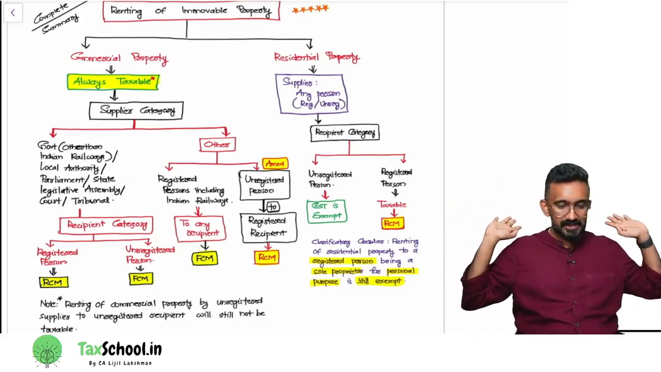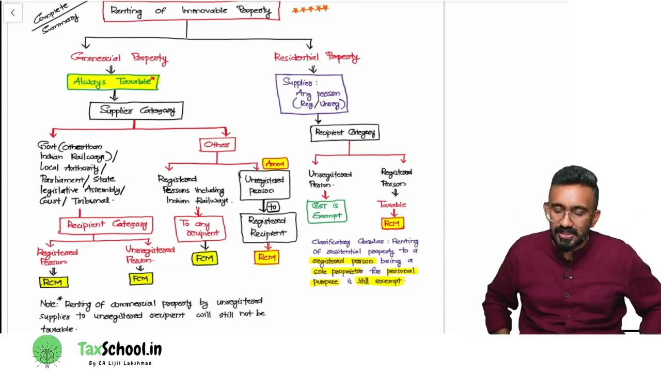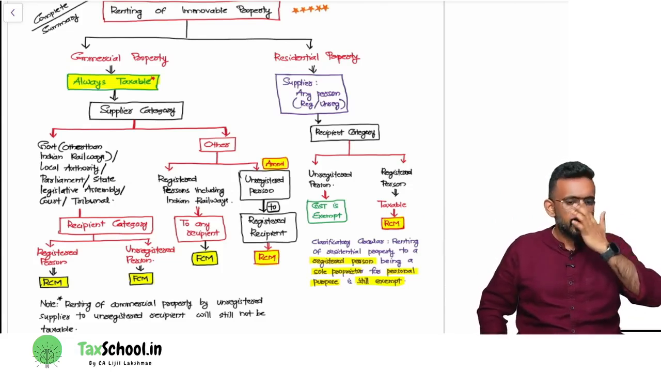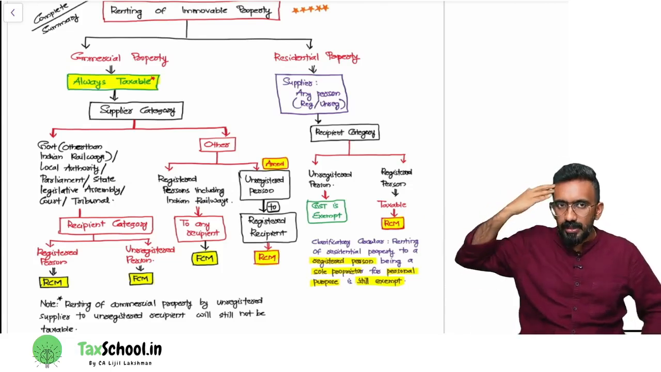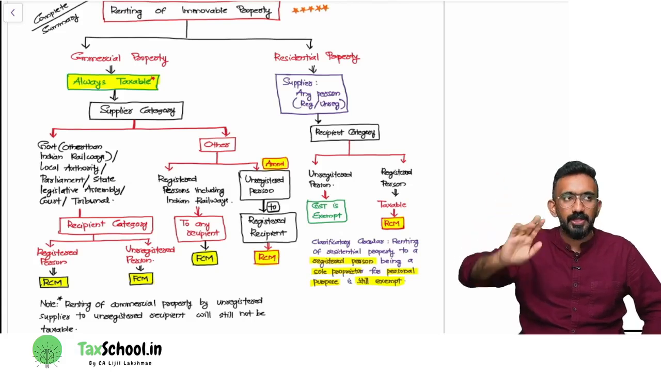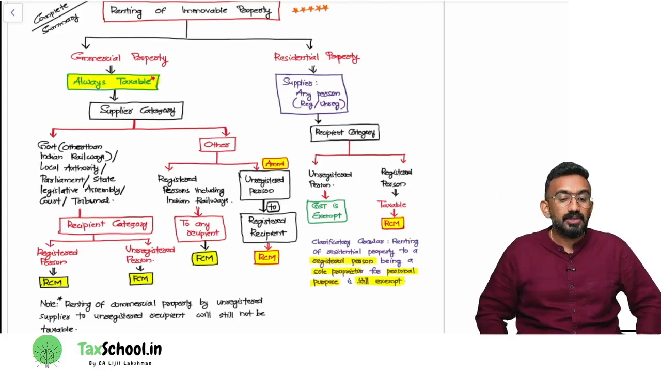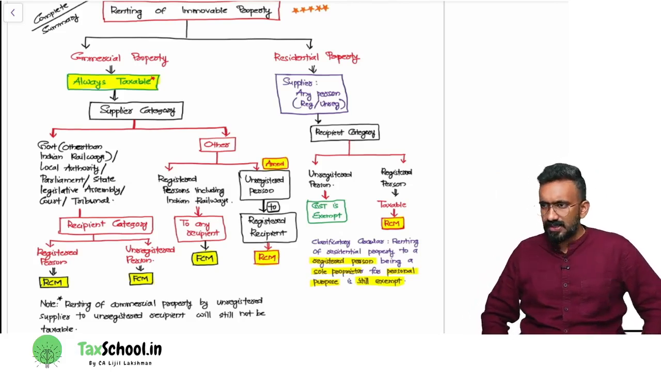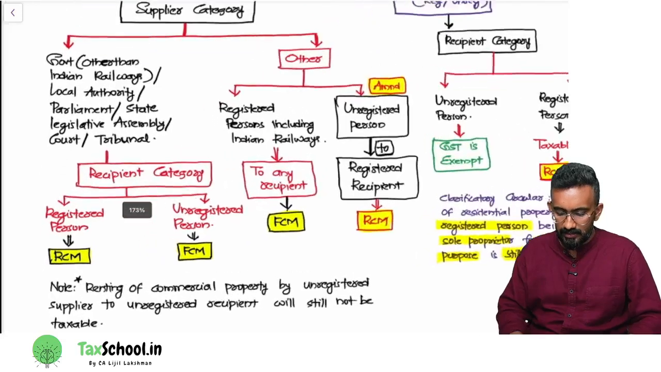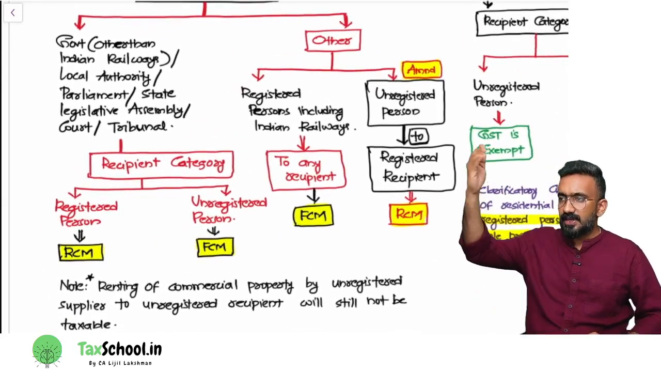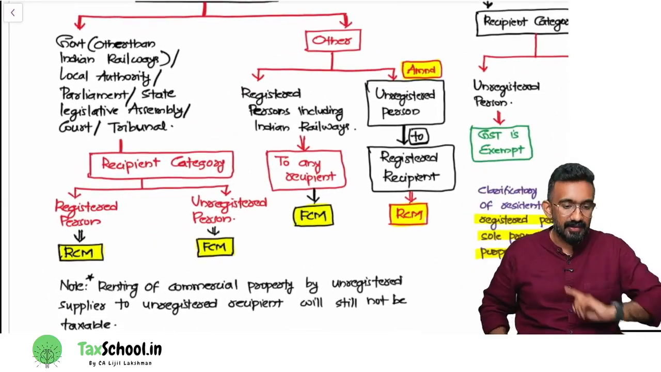Government wants taxes. So then the next question is, who should pay taxes? That's the only question we are answering, because the moment you get the question, it is commercial property, we know that somebody has to pay taxes. Then we have to ask, who is the supplier? The supplier could be the first category of supplier. Who's the first category of supplier? Government, but other than Indian Railway.